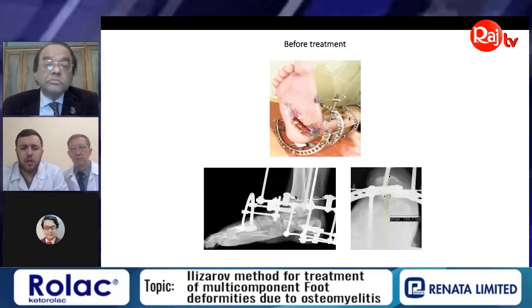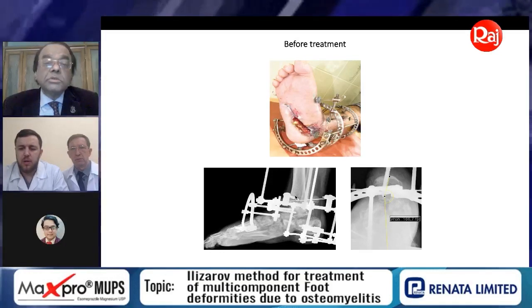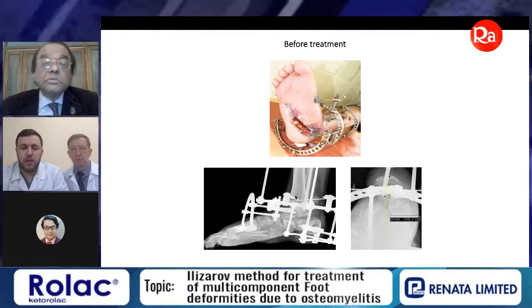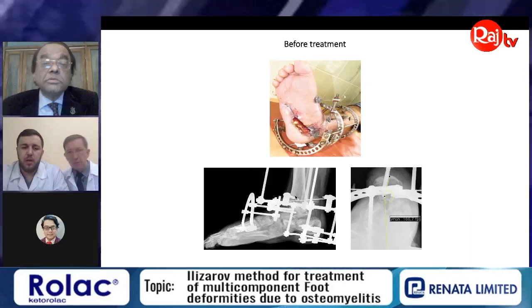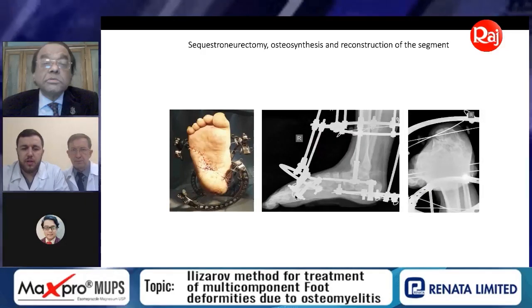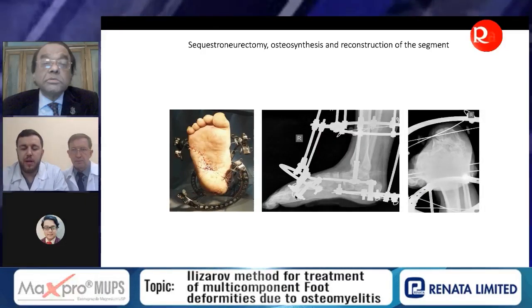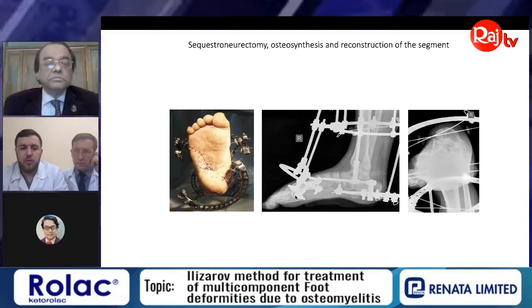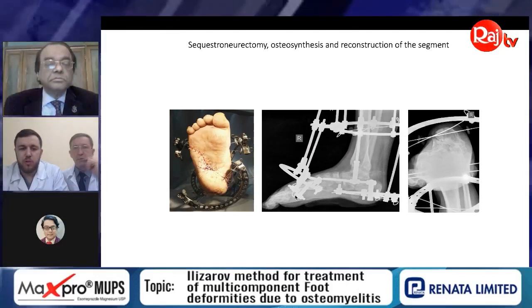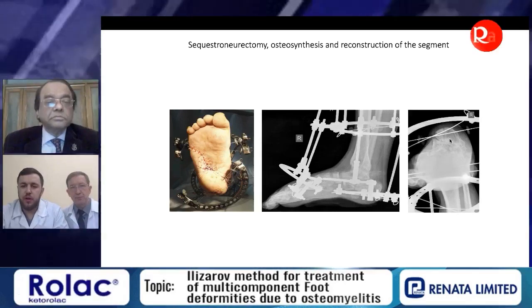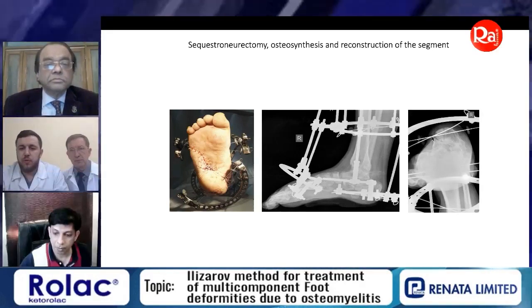So, another case, I showed it before, and here in the X-ray you can see deformity of the calcaneum, and here is how we made osteotomy of the calcaneum for calcaneum deformity correction and stitching of the wound. As you can see here, this is the line of osteotomy.